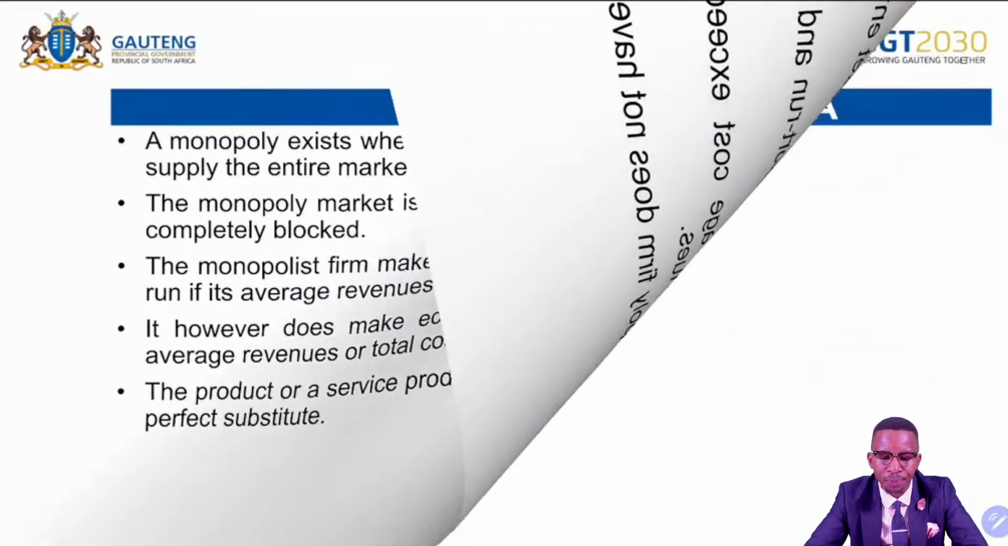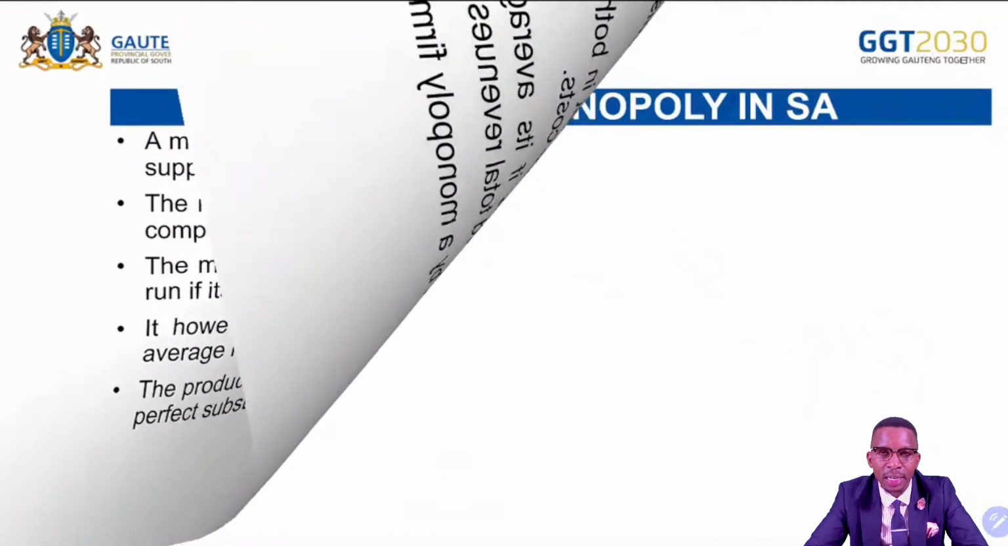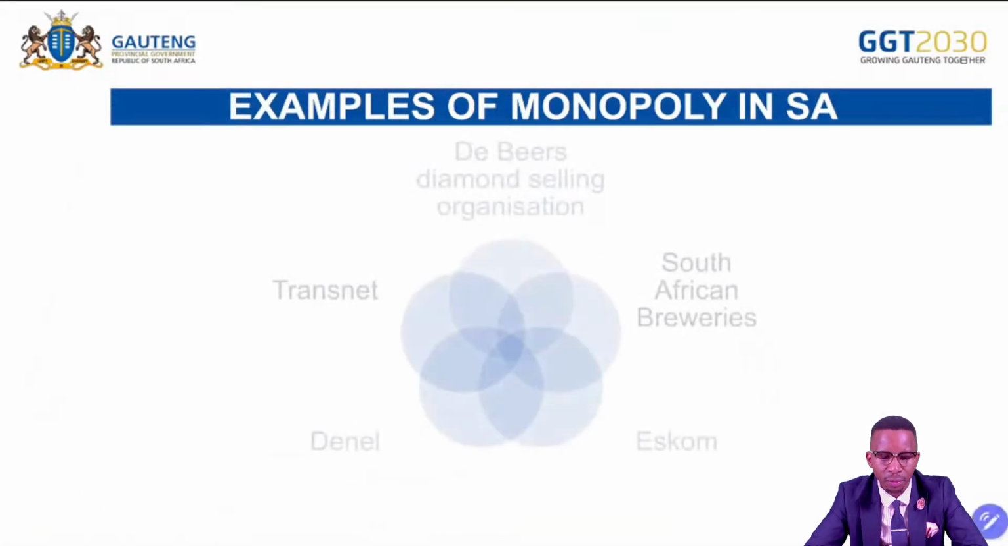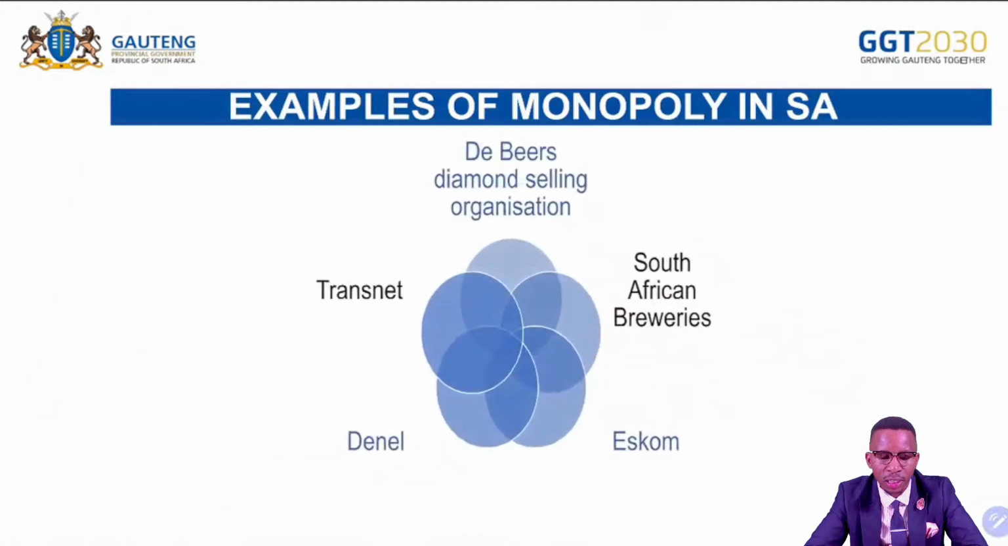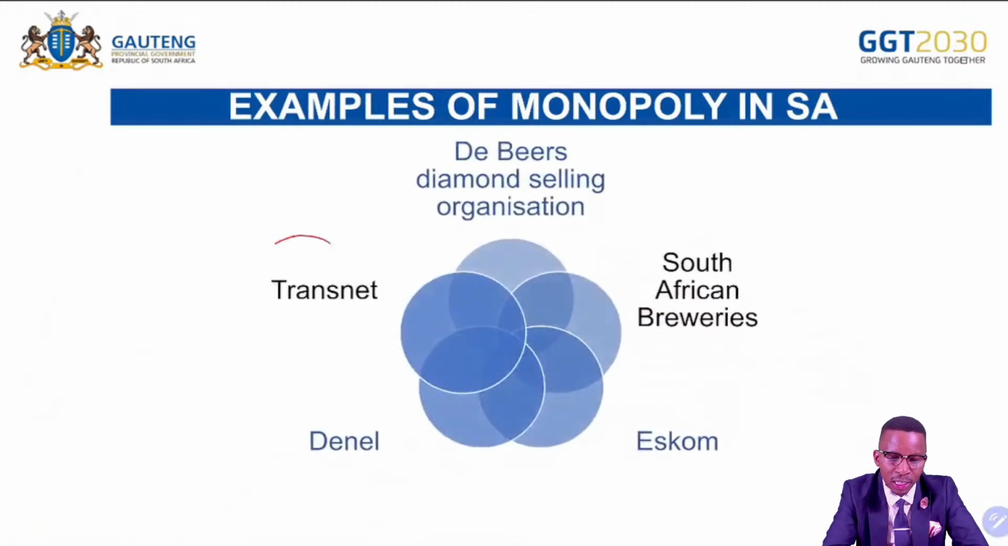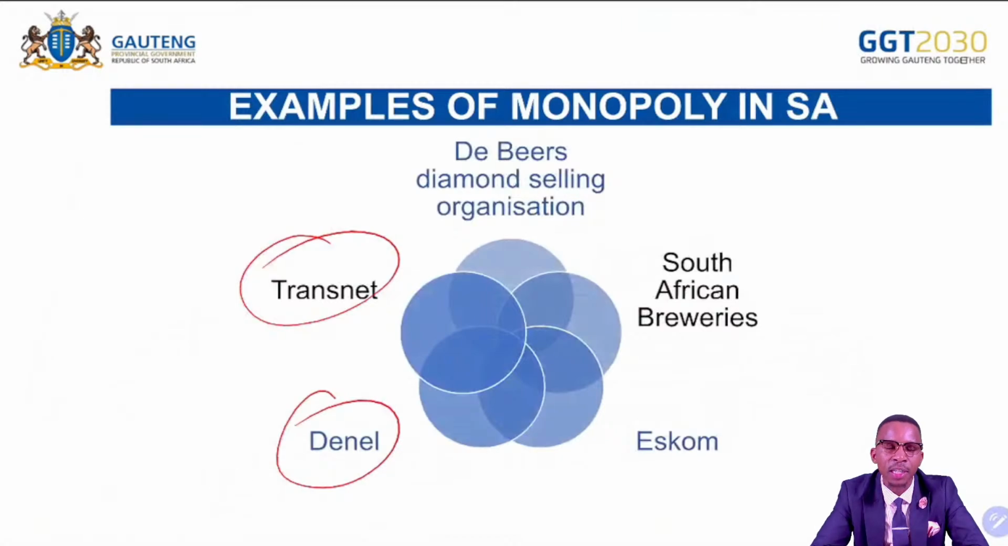Examples of monopoly in South Africa include the De Beers Diamond Selling Organization, and then Transnet. Transnet is the only business that provides railways in South Africa. Denel is the only business in South Africa responsible for the production of firearms and military weapons. Eskom is the only supplier of electricity in South Africa so far. And South African Breweries is the only company responsible for beverage or alcohol production and supply in South Africa.